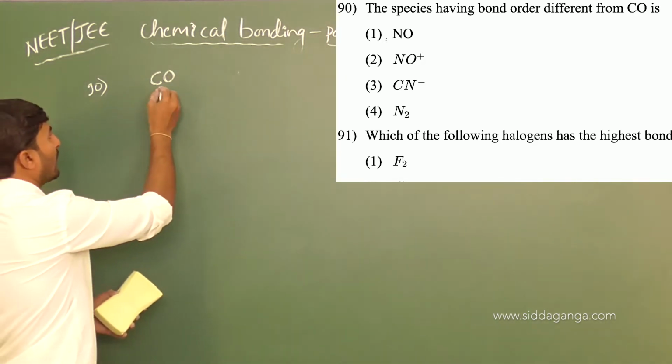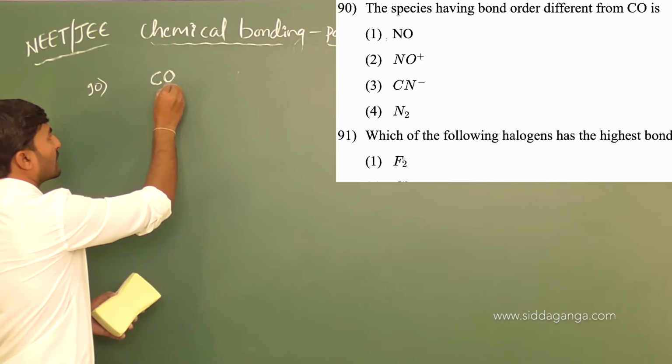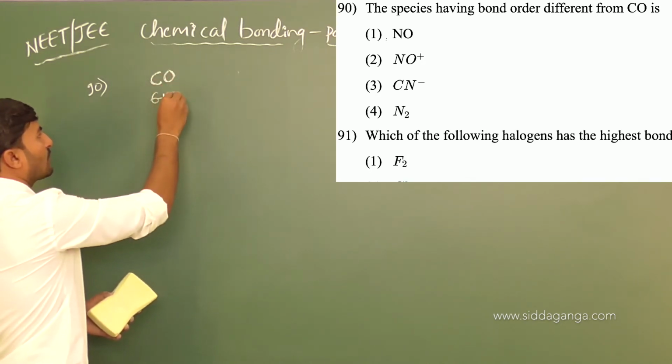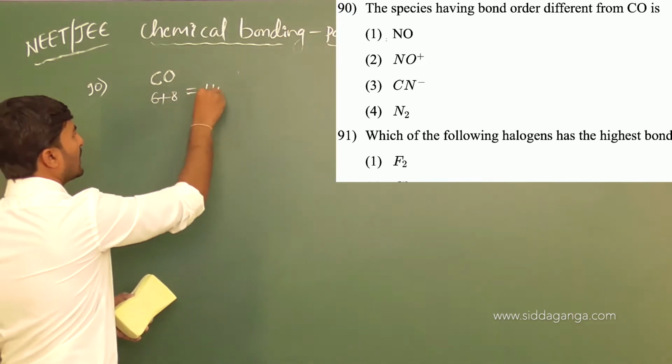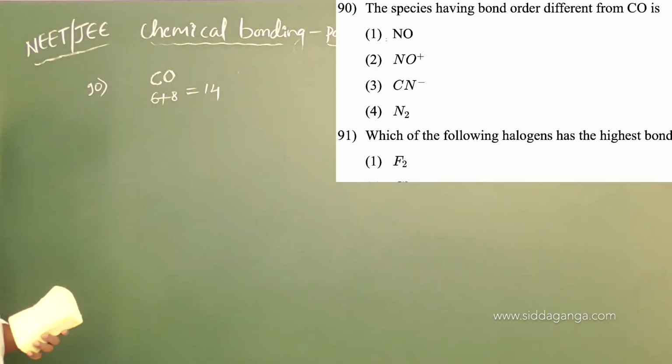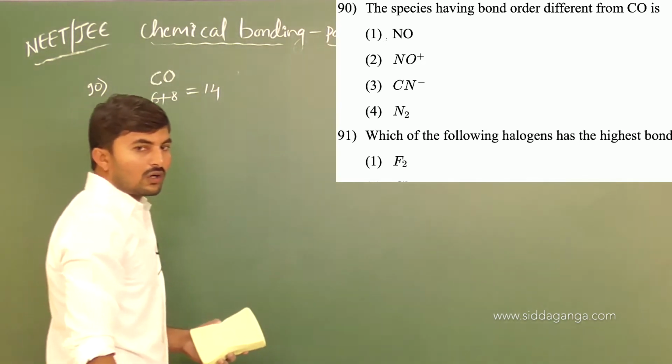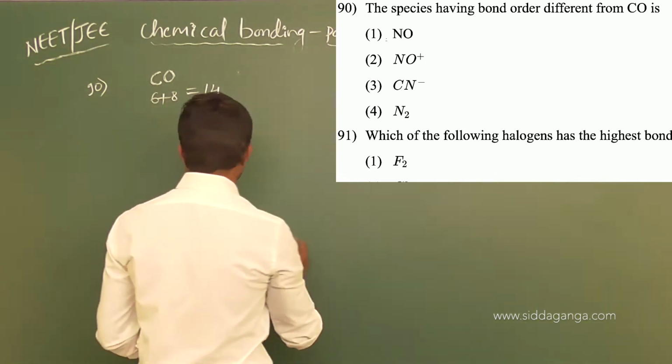Okay, here we have to count the number of electrons first. Carbon can donate 6 electrons. Number of electrons in oxygen are 8. It is 14. In CO we have 14 electrons. For a 14 electron system, what is it here? Bond order for a 14 electron system is how much?